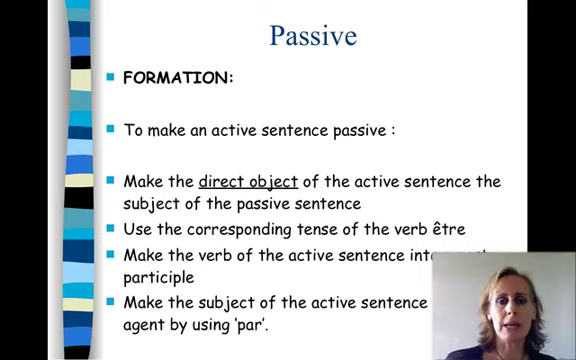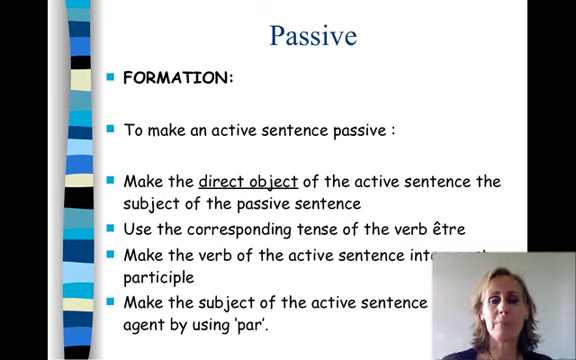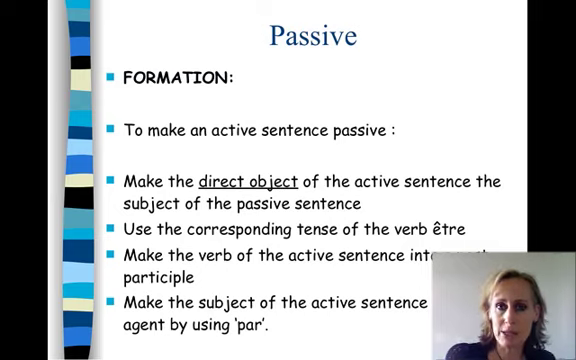So how do we form it? To make an active sentence passive, we make the direct object of the active sentence the subject of the passive sentence. That means, for example, the maid makes the beds. The beds were the direct object of the making action, just lying there being made. They now become the subject.